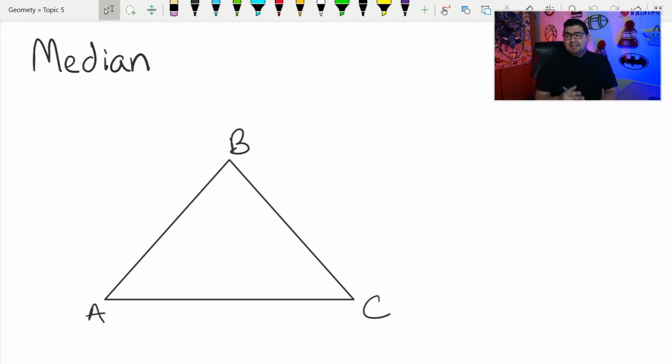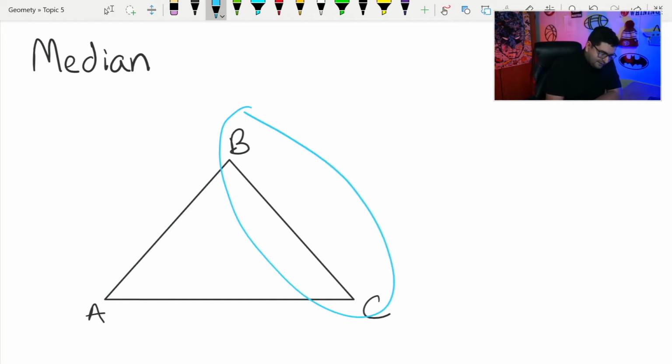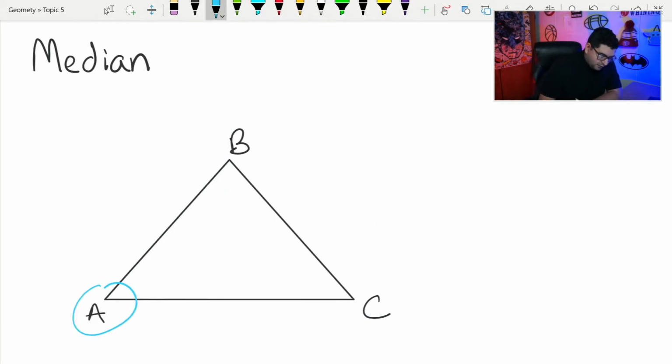So a median is a line that you can draw inside a triangle that goes from one of the points, so let's say point A. It's going to go from point A, from one of the points on a triangle, to the opposite side, but it's going to go to the midpoint on that opposite side. So it's going to connect this corner A to the midpoint of BC.